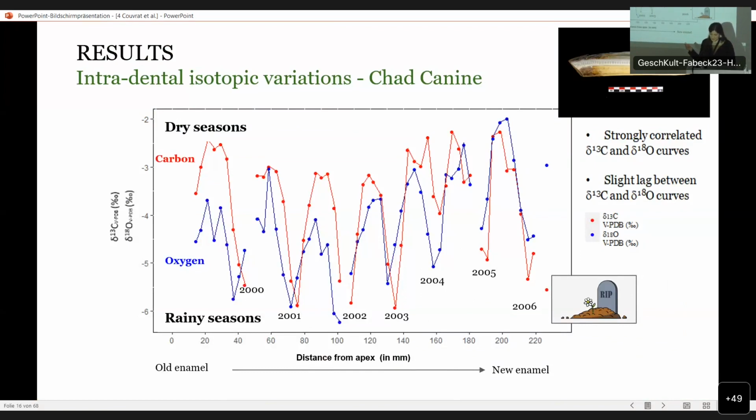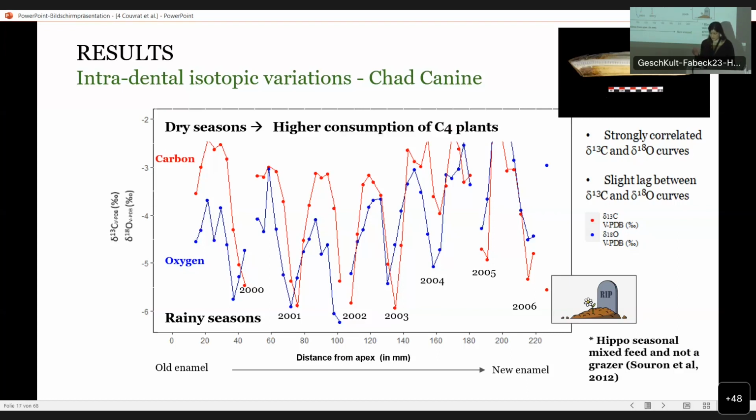And the isotopic sampling shows cycles corresponding to the dry season for the high values and the rainy season for the low values, as for the other. And these two variables are correlated and follow the same periodicity corresponding to the season. They also have a slight lag between them. And this indicates a higher consumption of C4 plants during the dry season compared to the rainy season.